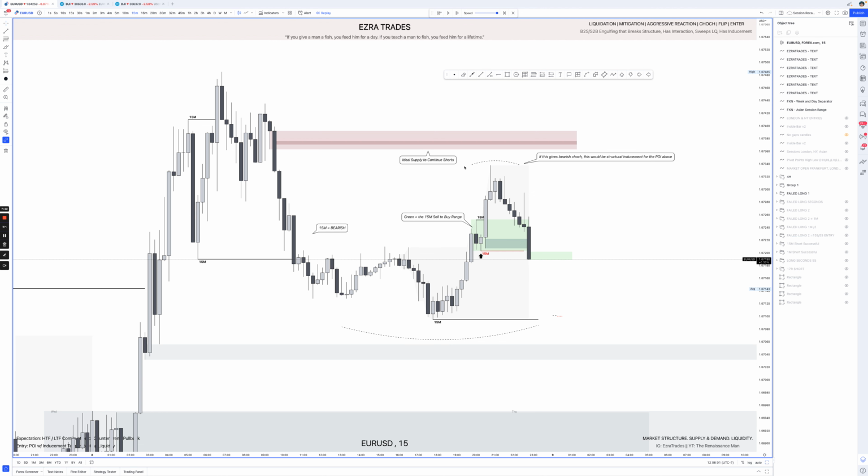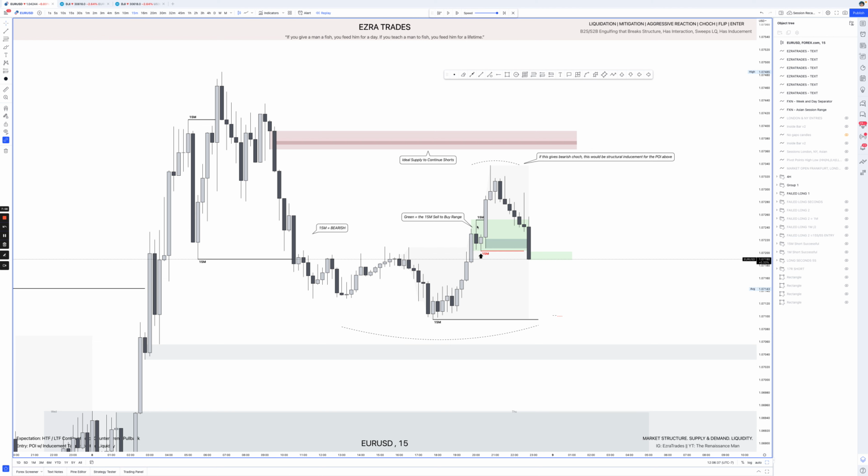The reason why I was looking for longs was because this is an ideal supply to continue shorts, right? This is basically where we have the buy to sell wicks that ended up being responsible before we created this reaction that broke structure, right? 15-minute structure is bearish, so I'm looking for shorts, but at the same time, where do I want to look for shorts from? Probably somewhere in here to fill the imbalance that we've left behind. If this gives a bearish change of character, which means if this low goes, then this could be structural inducement for the POI above if we do get longs, right?